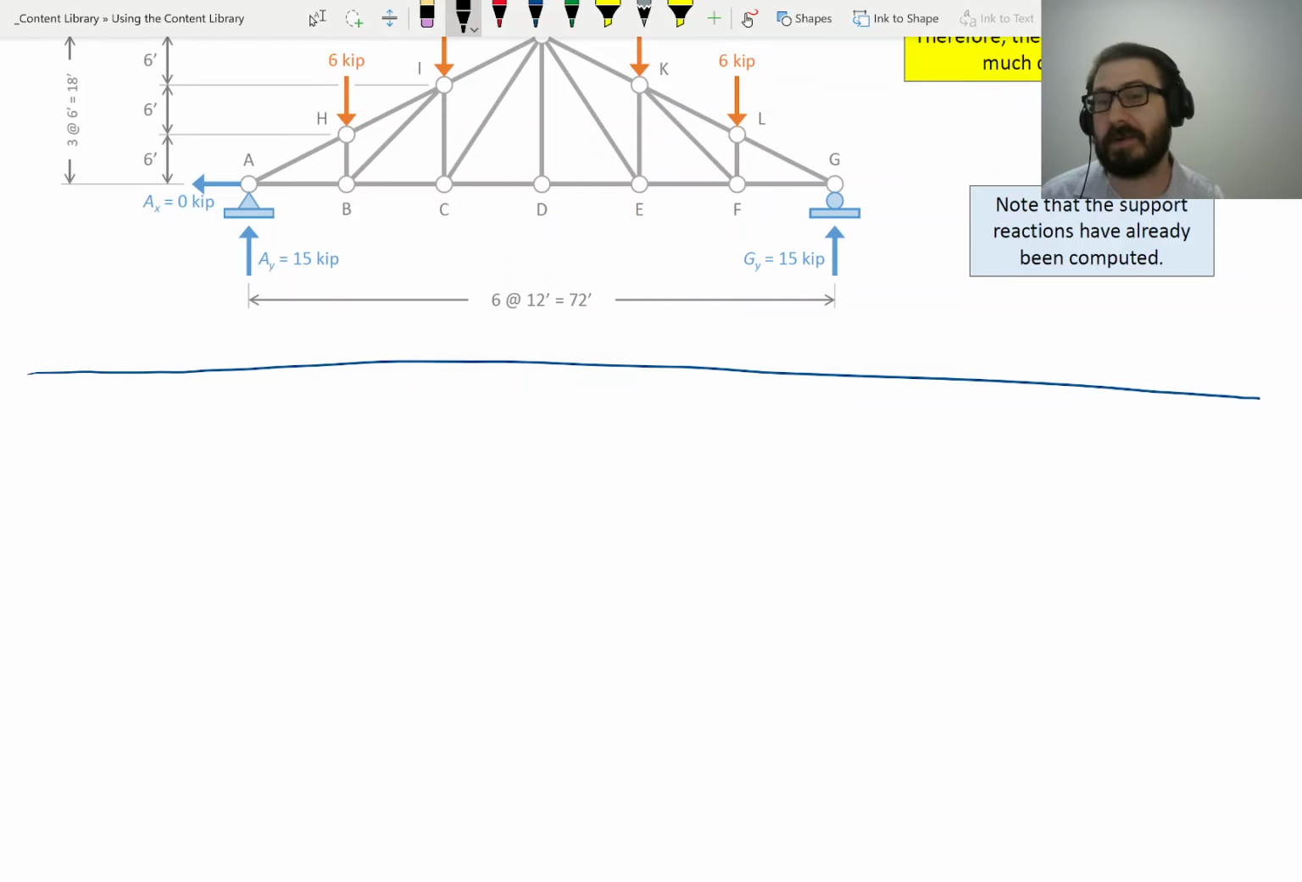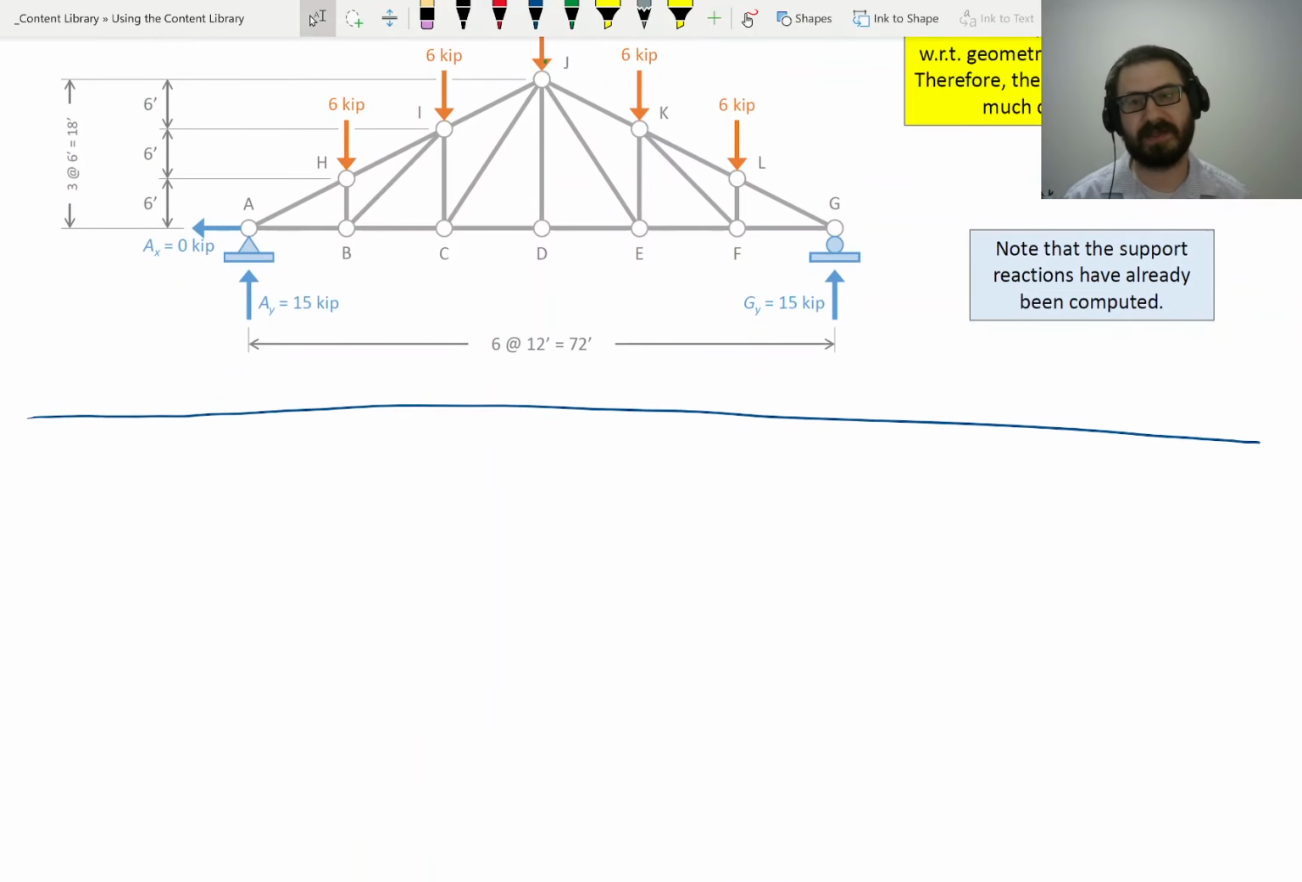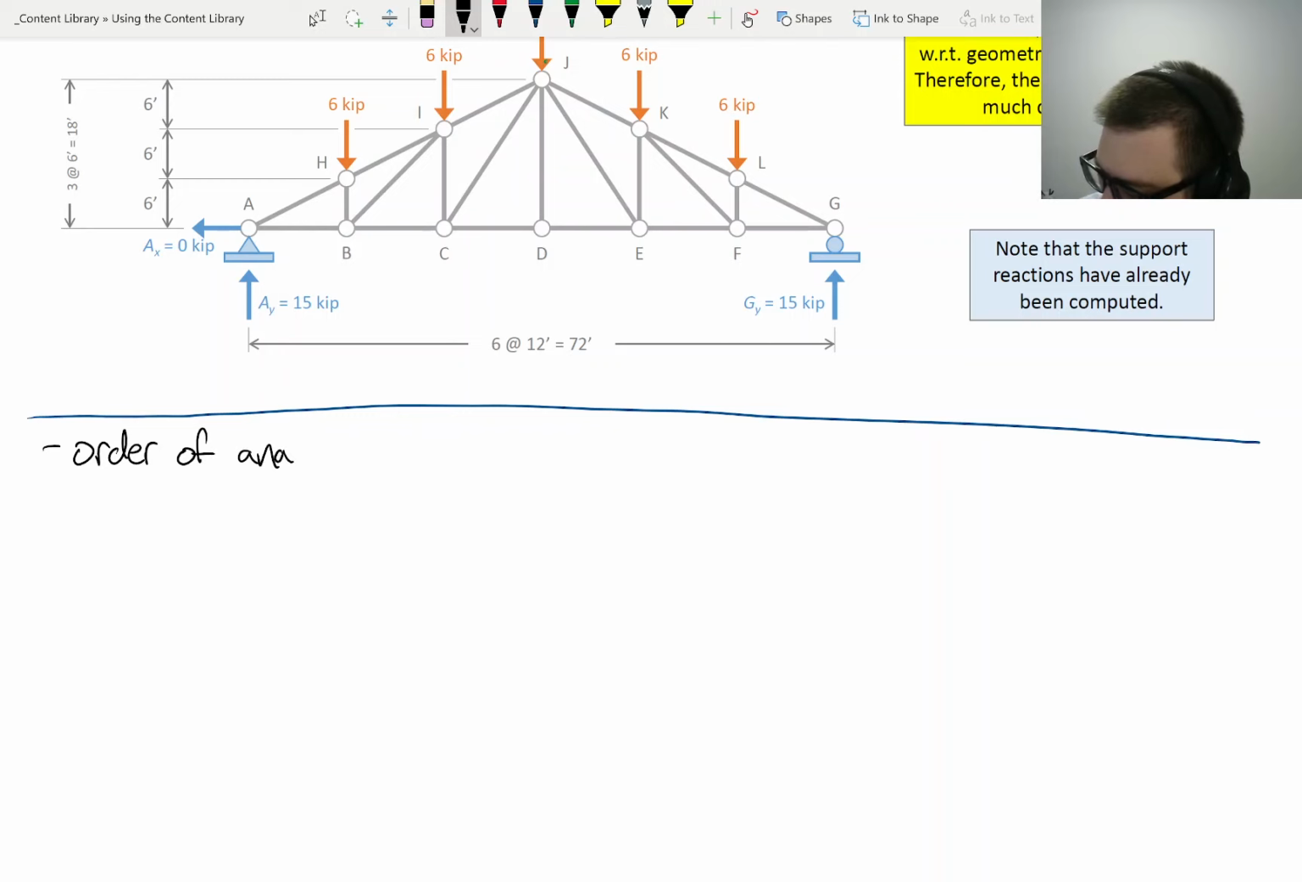One of the things that we'll want to do is maybe try and develop a strategy before we begin the structure. And we'll talk about this in class in lecture 7, which for you will be before you watch this video. But the first thing I like to do when we're doing a truss analysis is try and develop a strategy so I'm not just blindly picking joints. So maybe what I'll do is I'll have a section called order of analysis. And so what I mean by that is, let's just say that the first joint that we are going to analyze is joint A, okay?